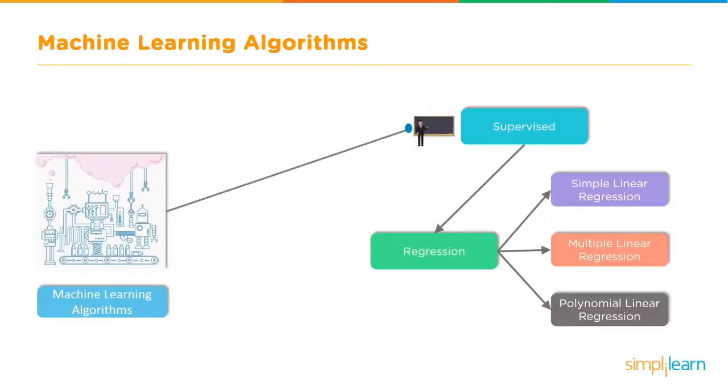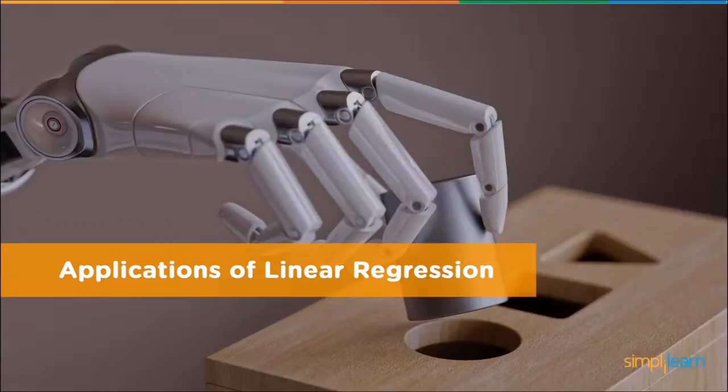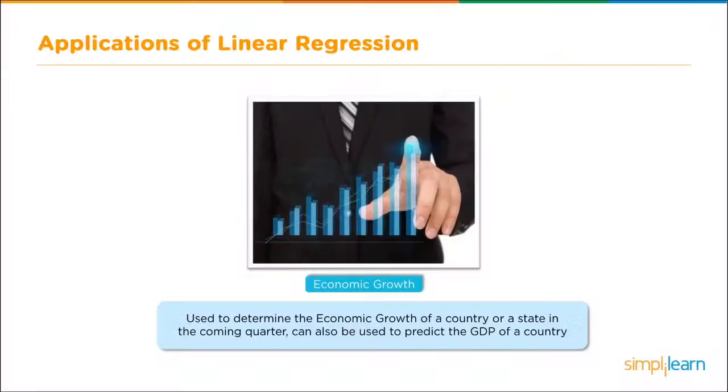Now that you see where a regression model fits into the machine learning algorithms, and we're specifically looking at linear regression, let's go ahead and take a look at applications for linear regression. Let's look at a few applications of linear regression. Economic growth: it's used to determine the economic growth of a country or a state in the coming quarter, and can also be used to predict the GDP of a country.